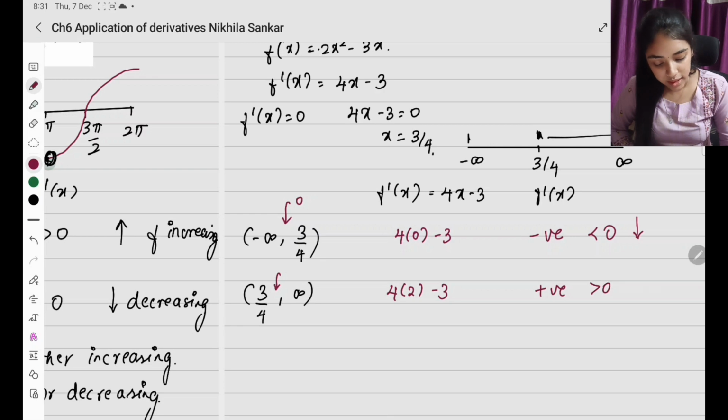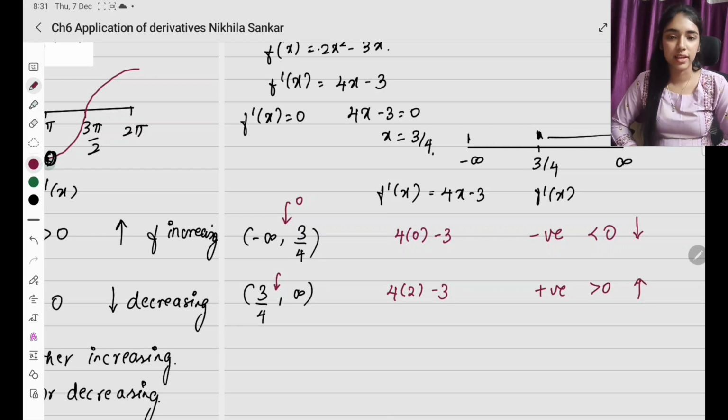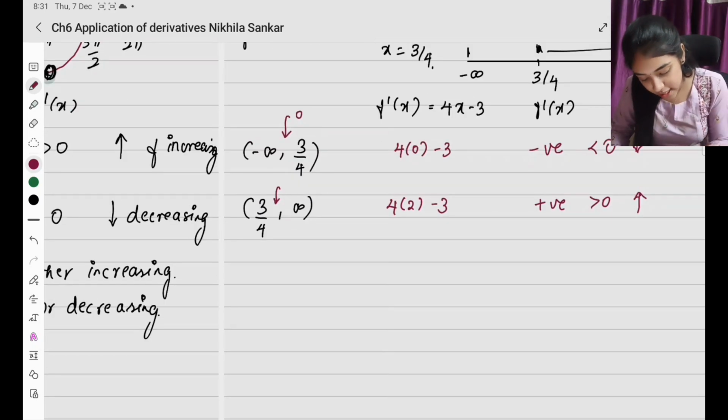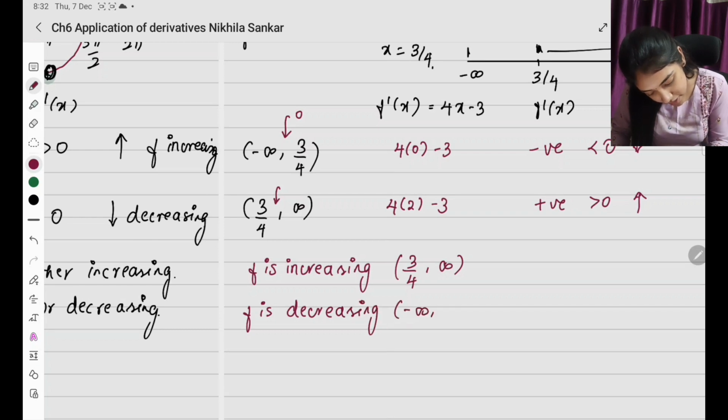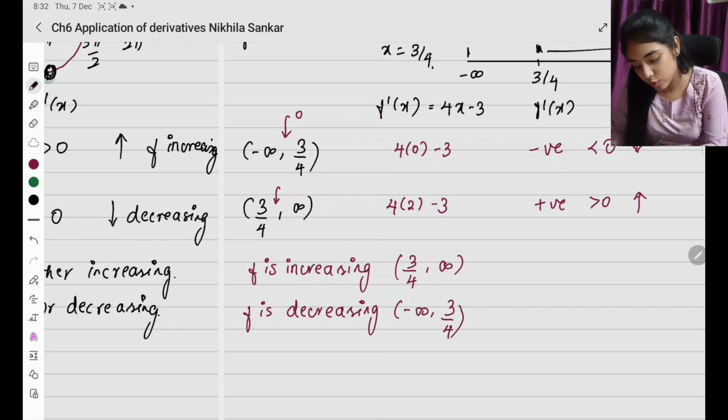So greater than 0, which means f dash of x is increasing. My final answer is going to be f is increasing in 3 by 4 to infinity and my function is decreasing from minus infinity to 3 divided by 4. So this is how you check.